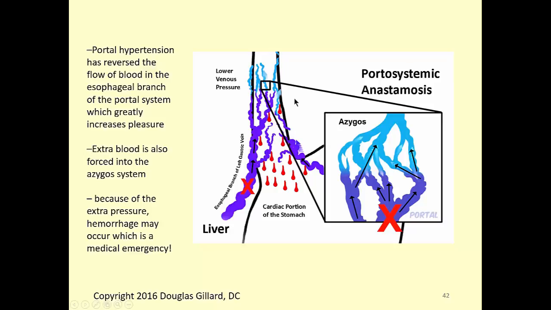And here's the anastomosis. Here's the azygous system, which is also going to dump into the superior vena cava. So it's really the systemic venous system, but it goes through that azygos. Remember that azygos vein? So the blood can actually start backing up into this azygos system as well, and can bleed from that as well.